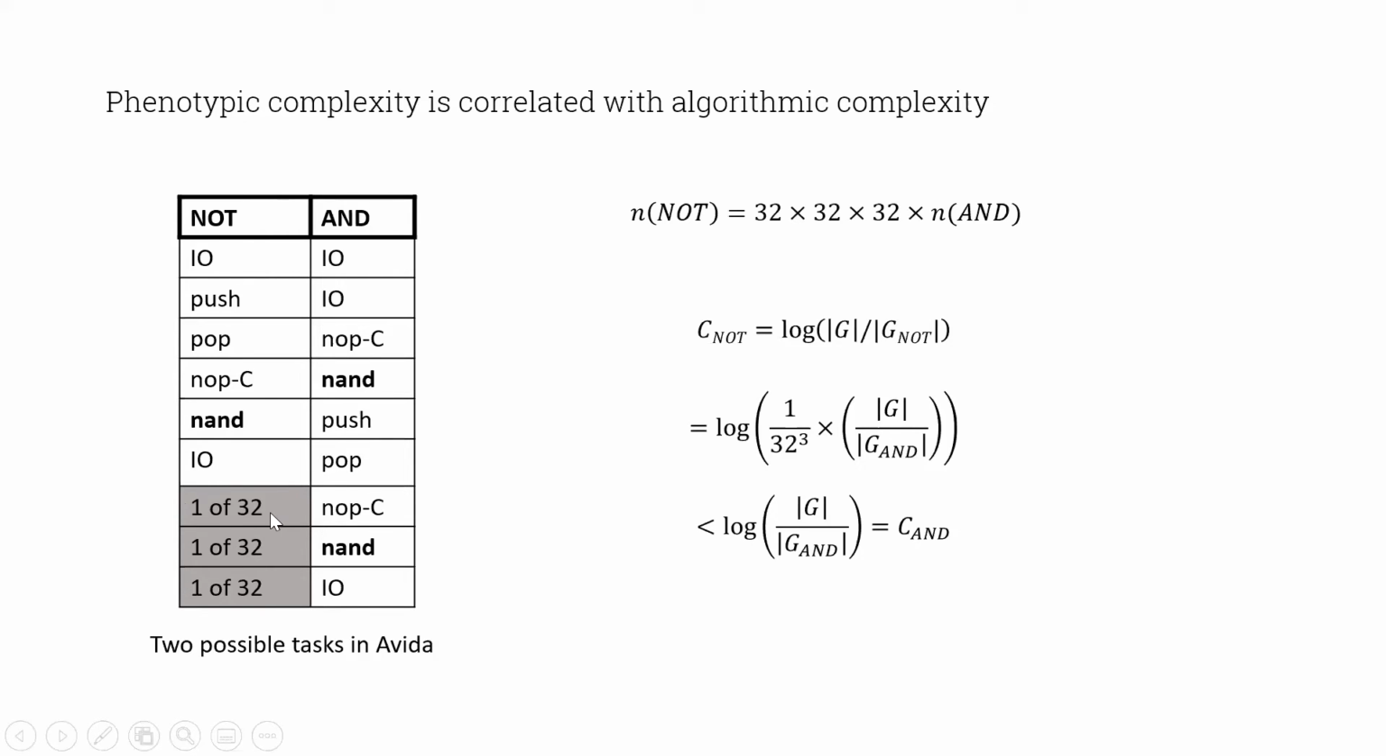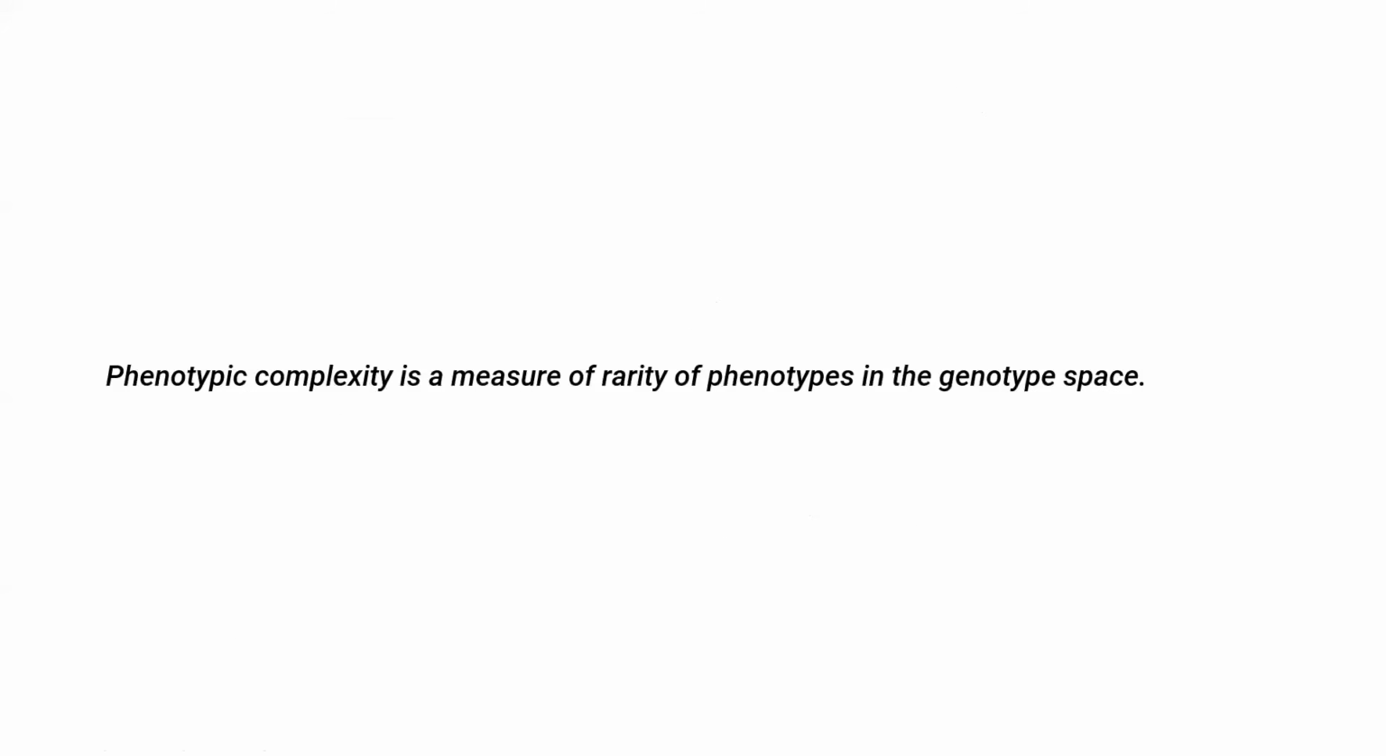In that respect, you can have 1 of 32 other instructions in these 3 extra places. So the number of genotype sequences that can encode for NOT is at least 32 times 32 times 32 times the number of genomic sequences that can encode for AND. So in that way, the complexity of NOT is less than the complexity of AND. Phenotypic complexity is thus correlated with the algorithmic complexity of the task, which is another property of the definition of phenotypic complexity we're using here. So overall, phenotypic complexity is the measure of rarity of phenotypes in the genotype space.